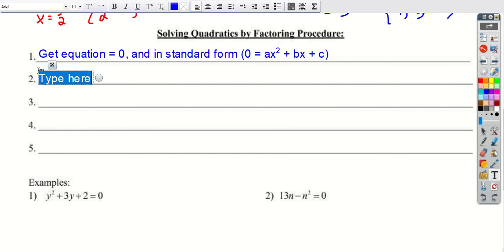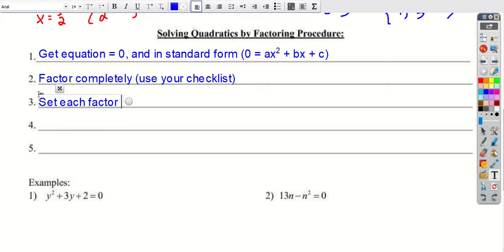Second thing we're going to do, we are going to factor completely. Remember to use your checklist here. Remember the checklist: GCF, and how many factors. So 2 factors are perfect squares, 3 factors is a trinomial, okay? And then after you factor, make sure you check each factor again, okay? Once we get our factors, we're going to set each factor equal to 0. That's our zero product property.